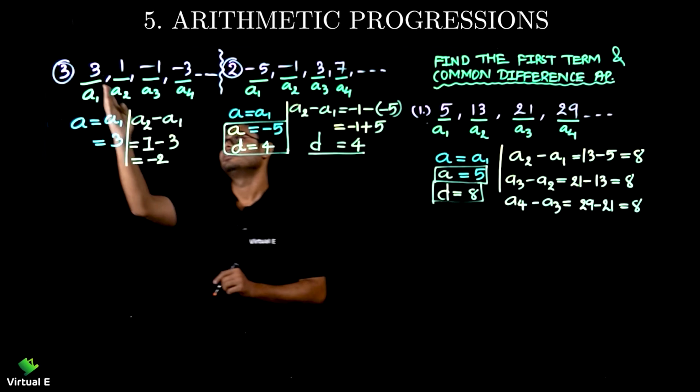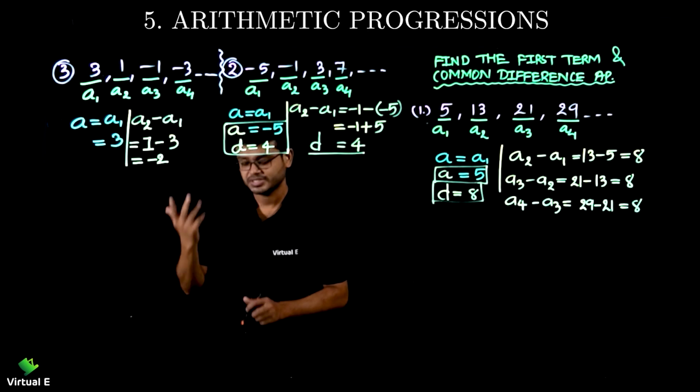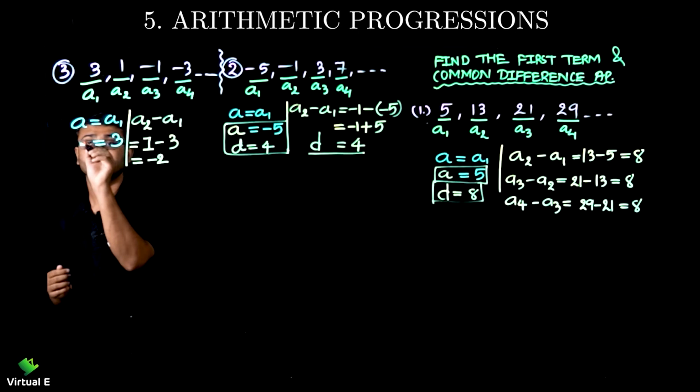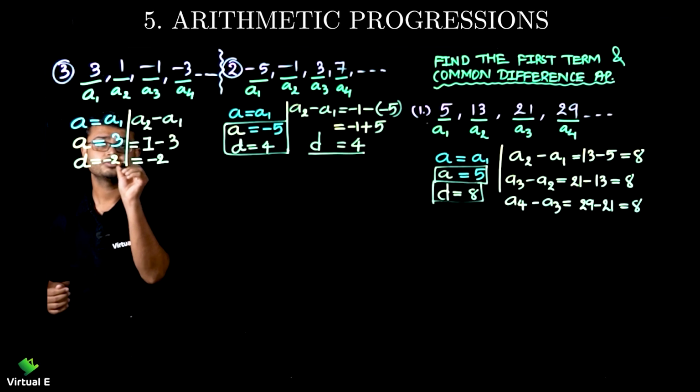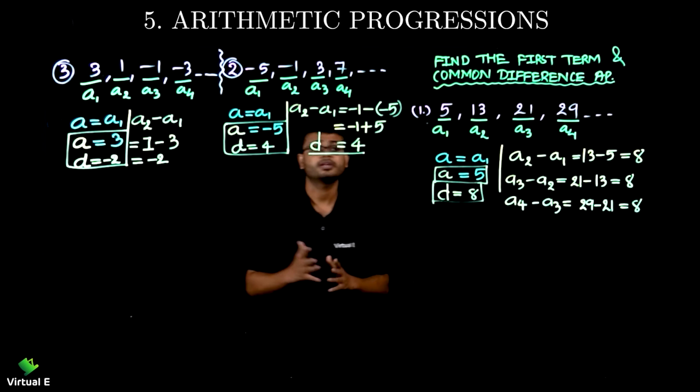So you can see 3 minus 2 will give you 1. Then 1 minus 2 will give you minus 1. Minus 1 and minus 2, minus 3. Very simple. So this is okay. So final answer here is A is equal to 3 and D is equal to minus 2. So this is my first term and common difference for the third AP.